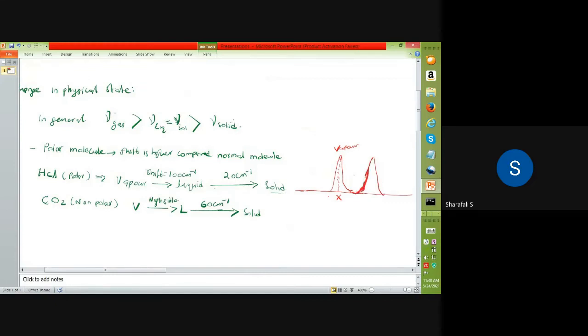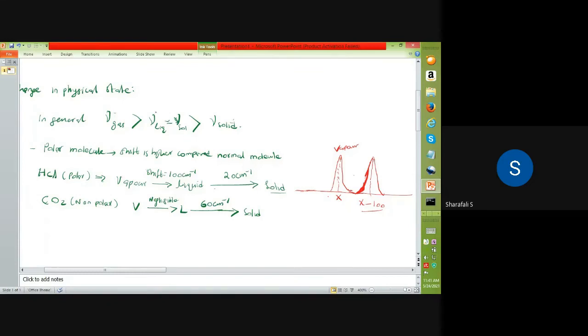So this is just for an understanding purpose, not the exact value. It can be x minus 100, it can go that shift. It will go from the initial band by some 100 centimeter inverse, either less than that of the first one or greater than that of the first one. So a 100 centimeter shift is possible with this kind of thing.